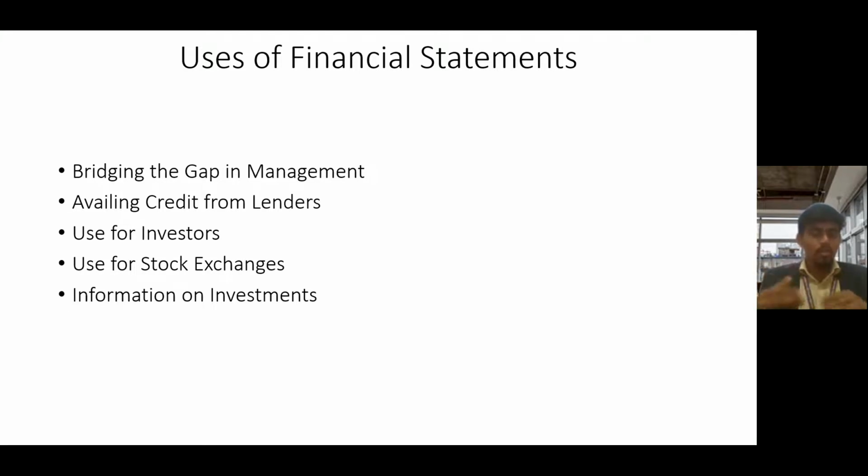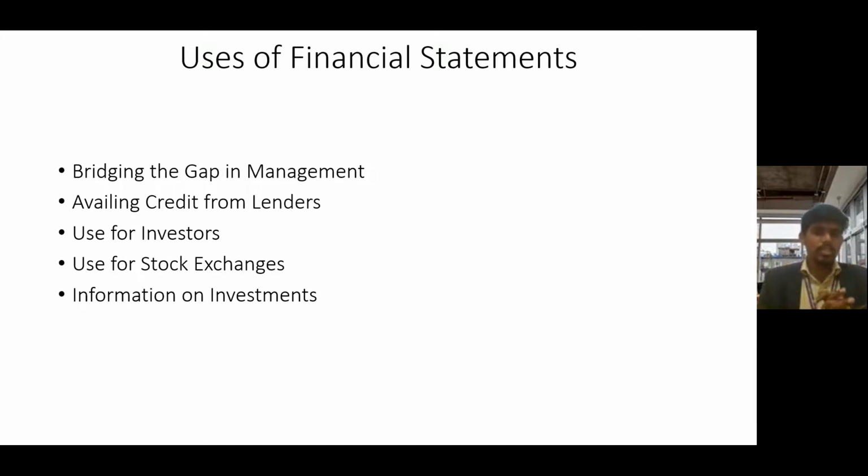For that they will ask for your financial statements: show me your financial statements, how your company performs in financial matters, whether you are earning a sound income, whether your company has proper financial statements, and whether it is properly earning profits or not. Based on that you can avail credit from lenders, banks or financial institutions.